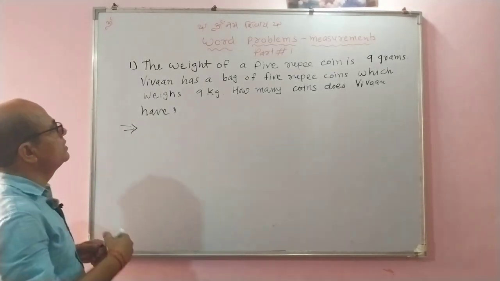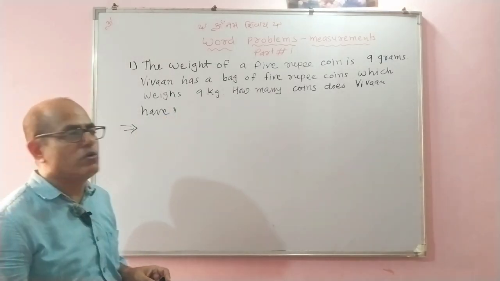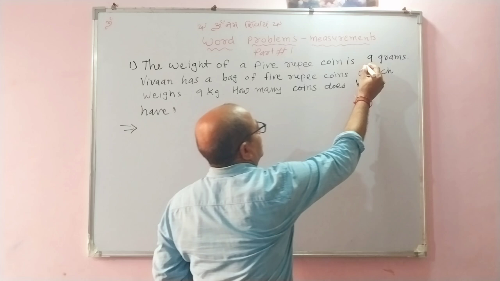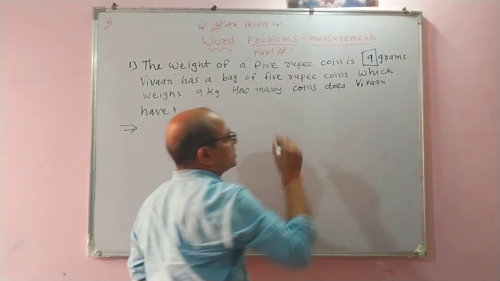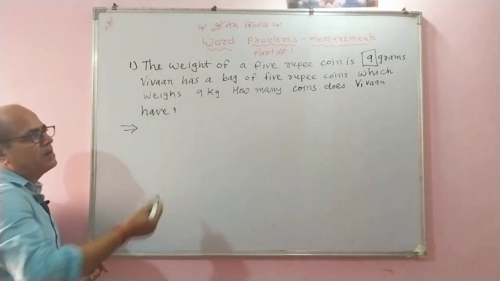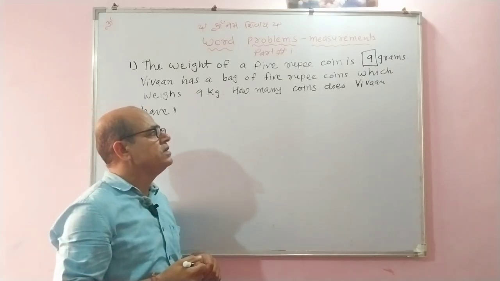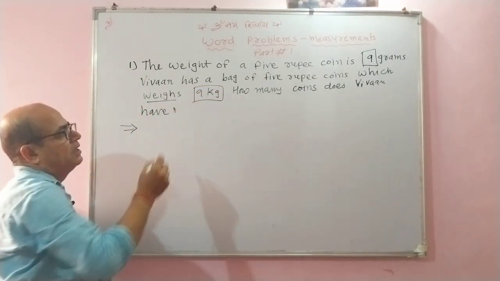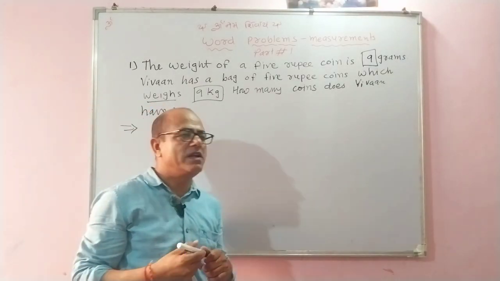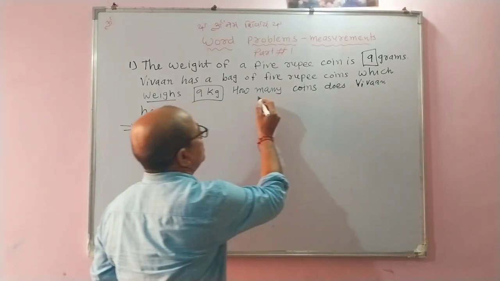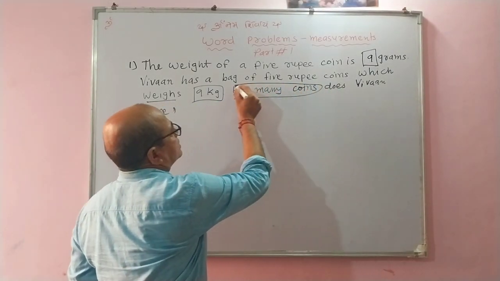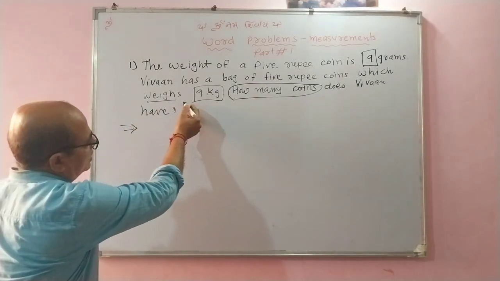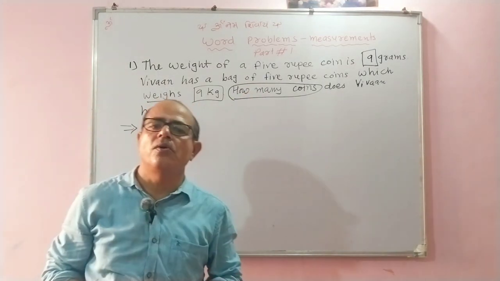So the first question is: the weight of a 5 rupee coin is 9 grams. Vivan has a bag of 5 rupee coins which weighs 9 kg. How many coins does Vivan have? Now we need the number of coins from the weight of the bag of coins and the weight of a coin.